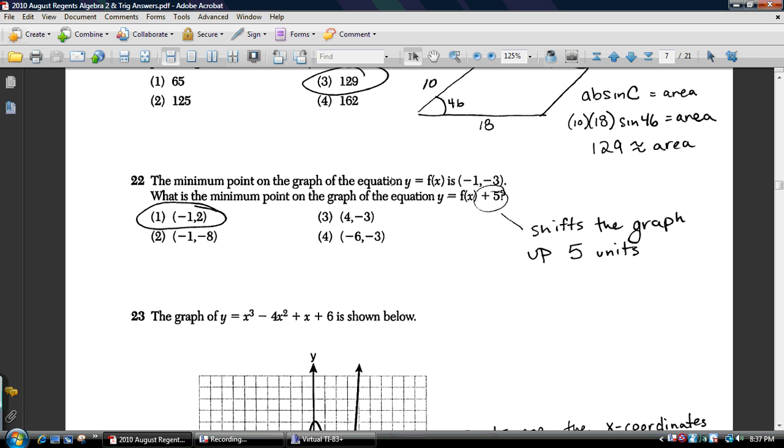What's the minimum point on the graph of the equation y equals f of x? Oh, sorry, the minimum point on this graph is -1, -3. What's the minimum point if this graph gets shifted up by 5 units? Well, it's like you're just adding 5 to whatever the y coordinate was, and so -3 plus 5 is 2.